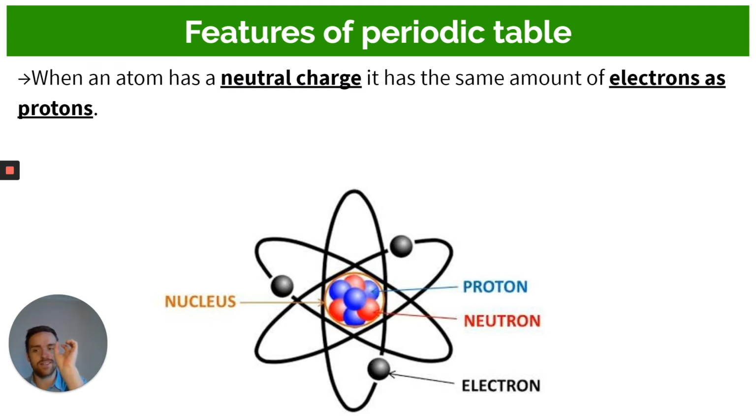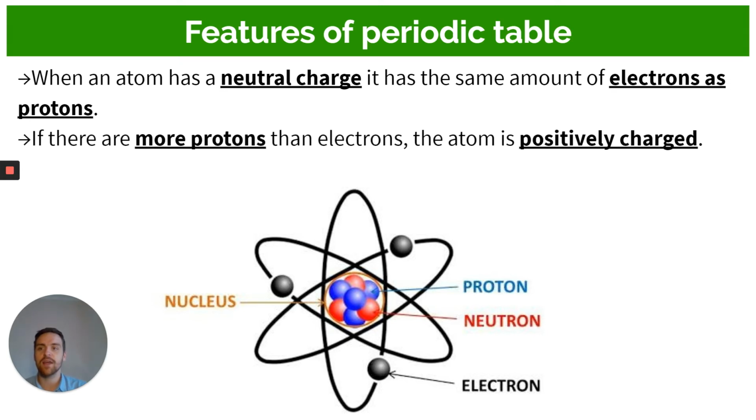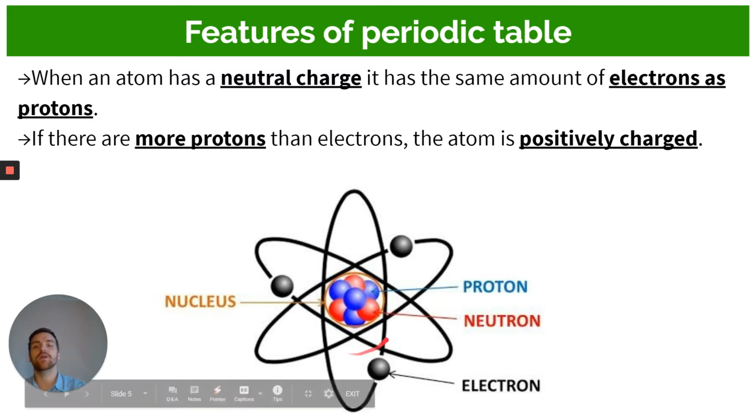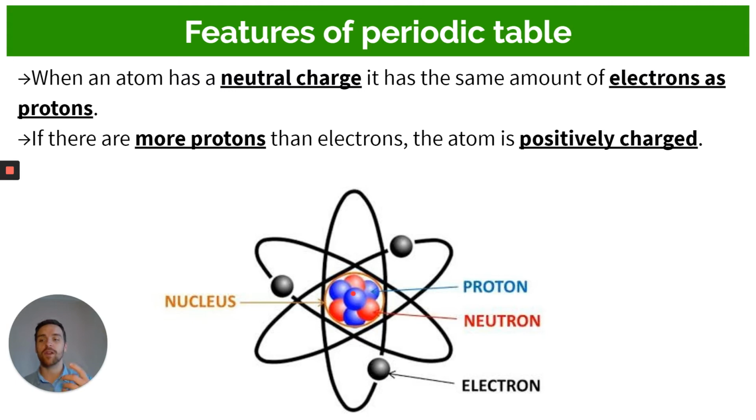So we can call that normal. It's just standard. It has the same amount of electrons as protons, so it has no charge. It's not going to attract or repel other atoms. If we were able to get more protons here than electrons, then we would say this atom is positively charged. So that's what happens when you get a shock: your body becomes positively charged, so it has more protons than electrons.